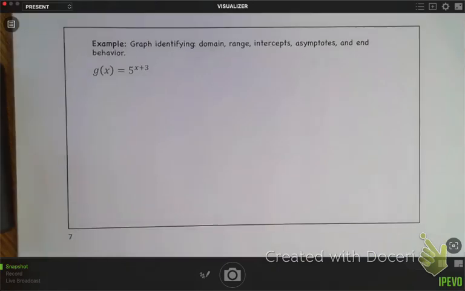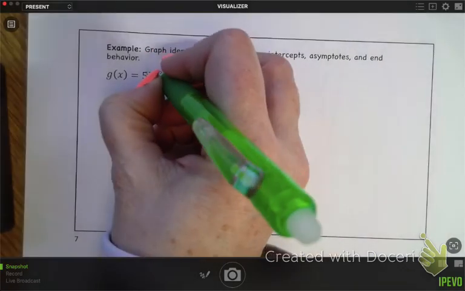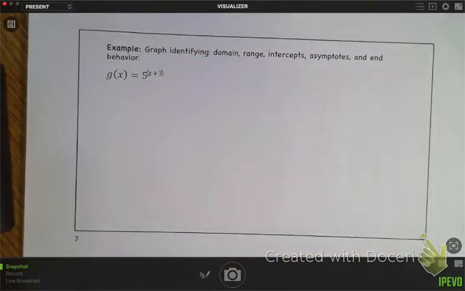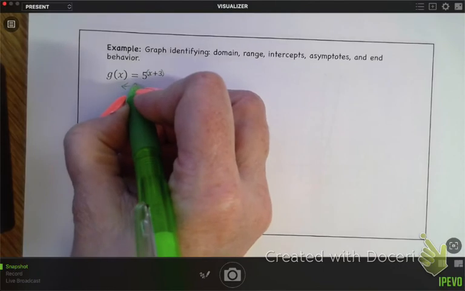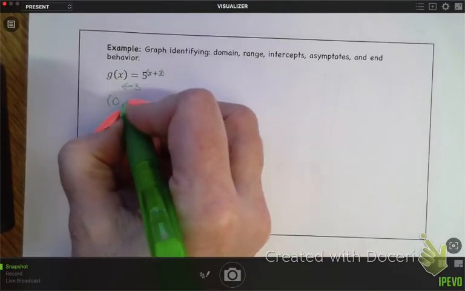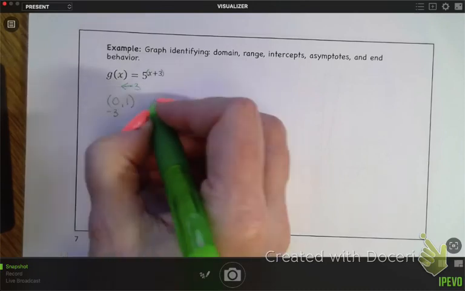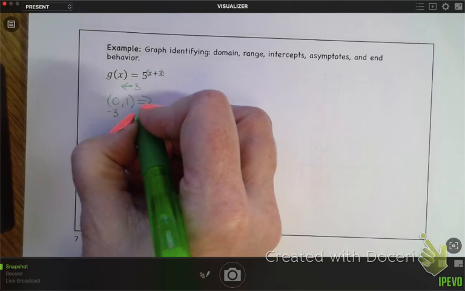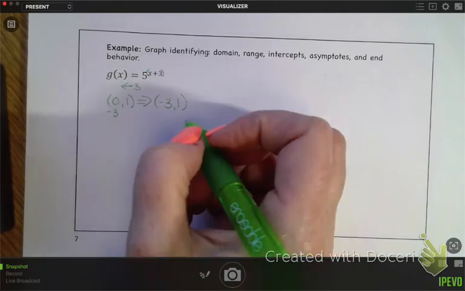Okay, so I have 5 to the x plus 3. Those are in the exponent. Make sure your exponents look like exponents. So this says everything moves left 3 because that H is always the opposite. So we started our vertex at 1, 0, and I'm going to subtract 3 from the x's because they're horizontal. And I'm going to get negative 3, 1, which is no longer an x-intercept, it's just a point.